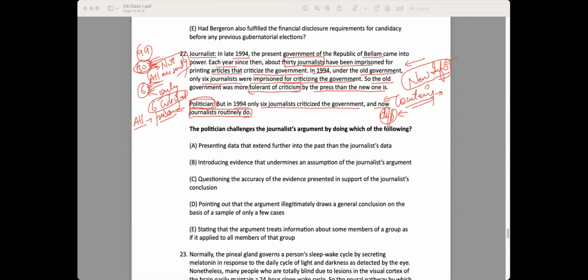So the politician challenges the journalist's argument by doing which of the following? Okay, presenting new information. That's how he's challenging the argument of the journalist. That's it. Option: presenting data that extend further into the past than the journalist's data. Is the politician talking about previous years further back than what the journalist is saying? No. We are talking about the same time zones. In 94, now, and every year since then. So the politician is not going well before 94. No, that's not what the politician is doing.